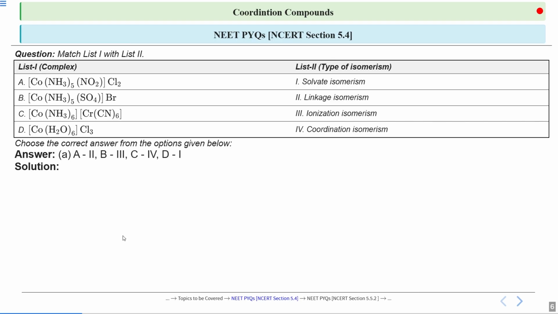For this particular question, the correct answer is option A: A is matching with second, B is matching with third, C is matching with fourth, and D is matching with first. Okay, so let's see the different kinds of isomerism already given in our list 2, and how they occur in a particular compound.